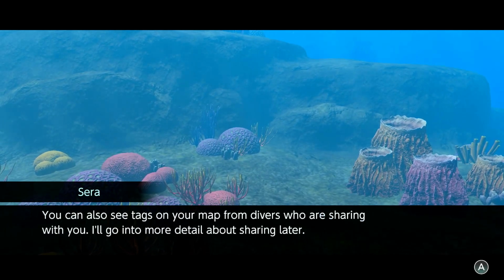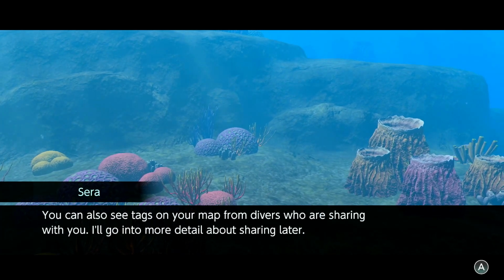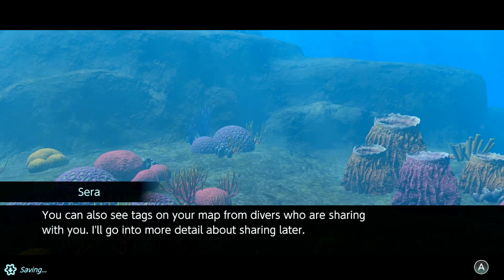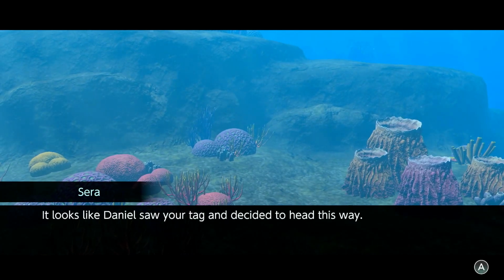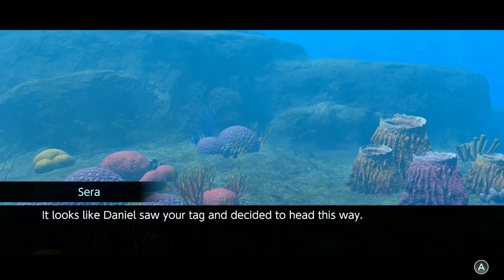You can also see tags on your map from divers who are sharing with you. I'll go into more detail about sharing later. It looks like Daniel saw your tag and decided to head this way.